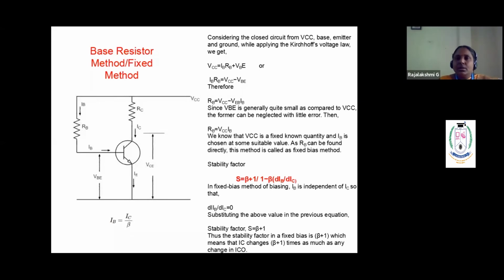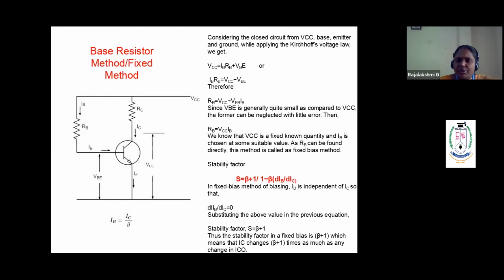Considering the closed circuit from VCC, base, emitter and ground, we apply KVL, Kirchhoff's voltage law: VCC is equal to IB RB plus VBE. What is KVL? The sum of the voltage drops will be equal to the applied voltage. VCC is the applied voltage, and the drops are IB into RB and VBE. In that circuit only we are concentrating.